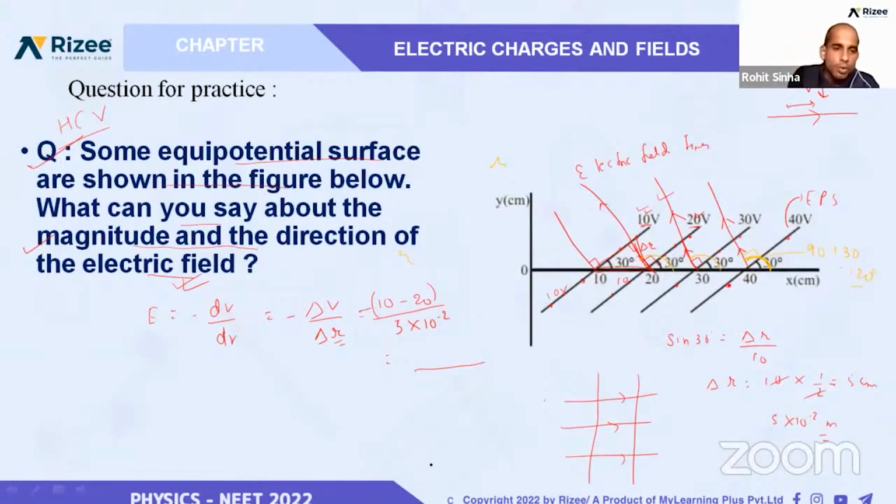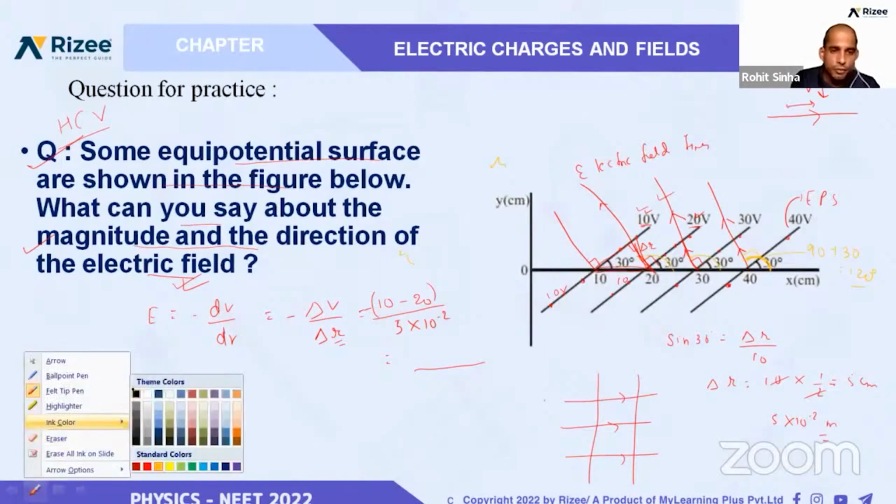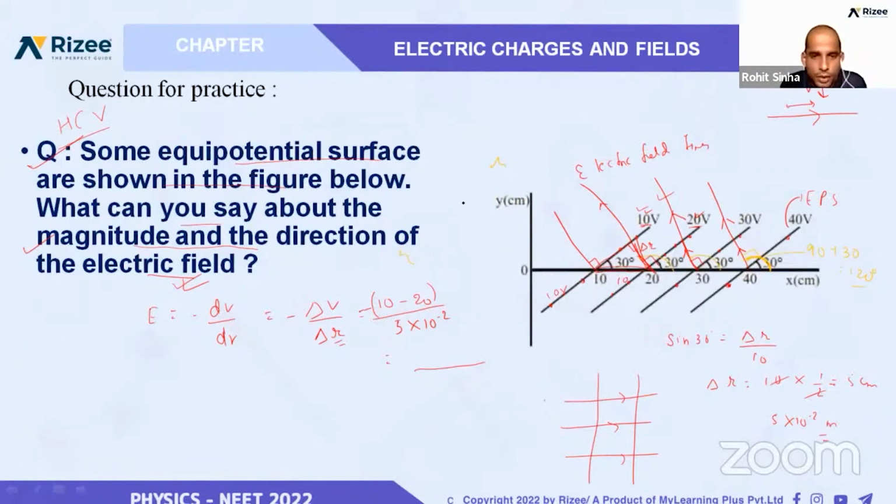Okay, now we will write our answer like this. The value of electric field is this much. We will get some electric field, this much Newton per coulomb, at an angle of 120° from the x axis, that is this. Okay, this is a most important question, remember.